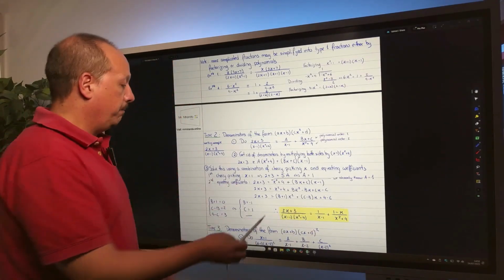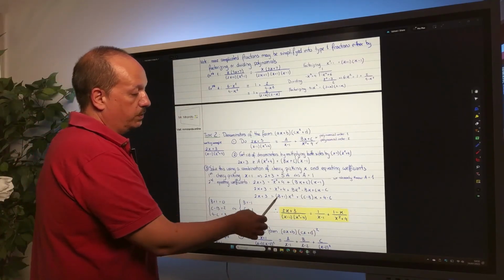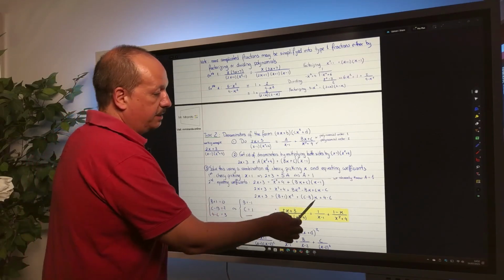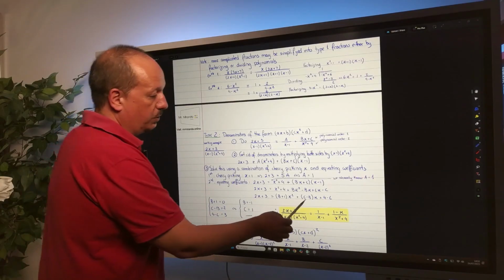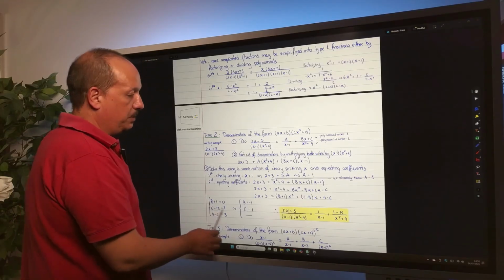And now compare. Do you have any term on this side with x squared? No. So b plus 1 equals 0. Do you have on this side any term with x? Yes, it's this one over here, coefficient 2. So the coefficient of x on this side must be equal to 2. So c minus b equals 2.